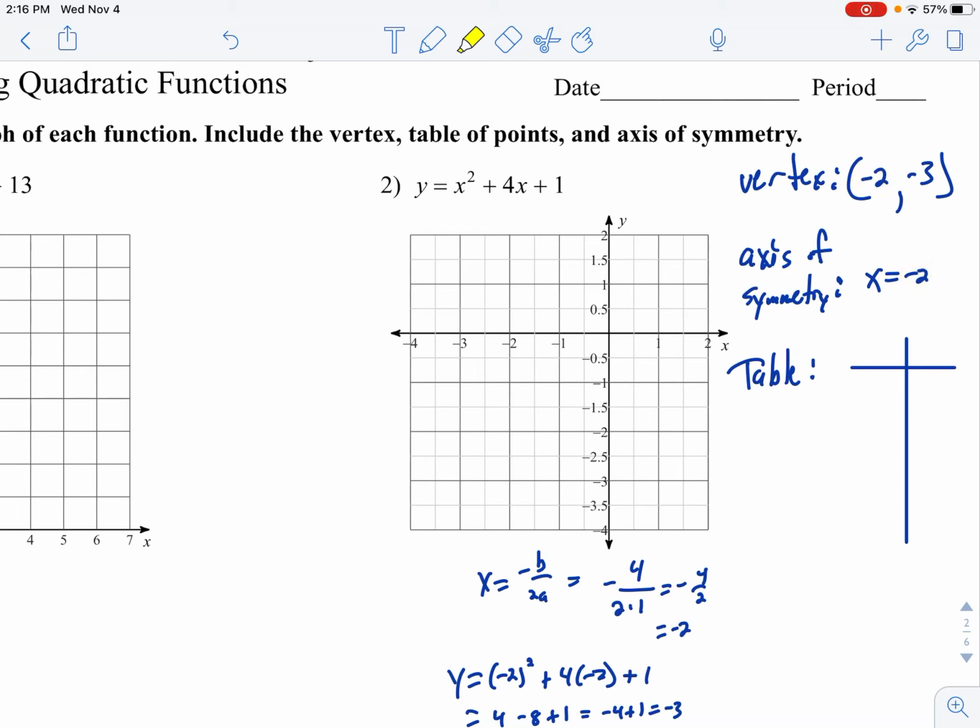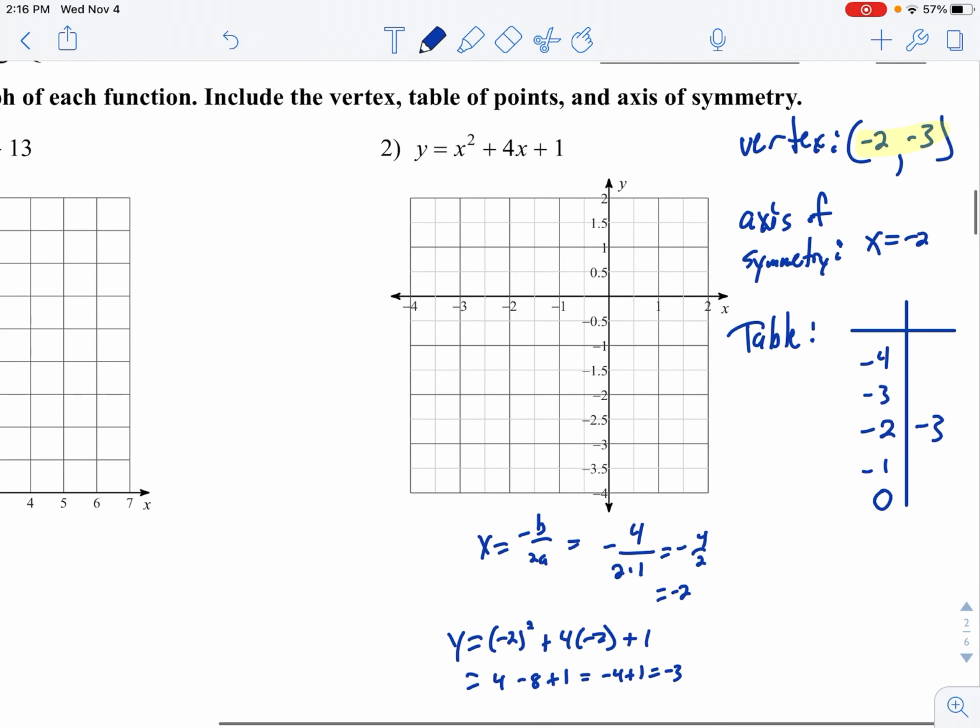Third, make a table. So like I said before, take the vertex you just found, negative 2, negative 3, and put it in the middle of the table. Pick a couple smaller numbers, like negative 4, negative 3. Pick a couple larger numbers, negative 1 and 0. And now you're just going to plug those in here and work out the answers.